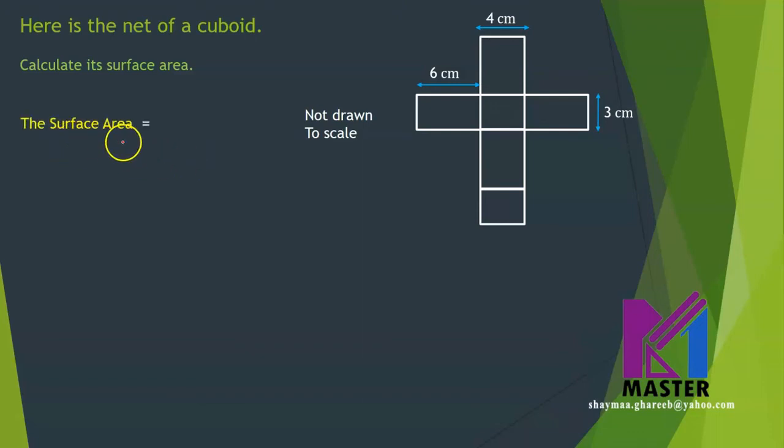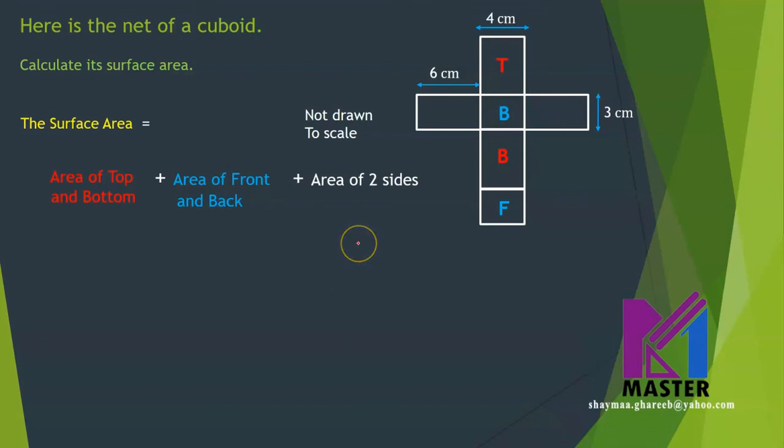We said the surface area equals the area of top and bottom, area of front and back, plus the area of the two sides. Now, let's identify the area of top and bottom. For example, this is the top and this is the bottom. Okay, they are opposite to each other. And this is the front and this is the back. And this is one of the sides and this is the other side.